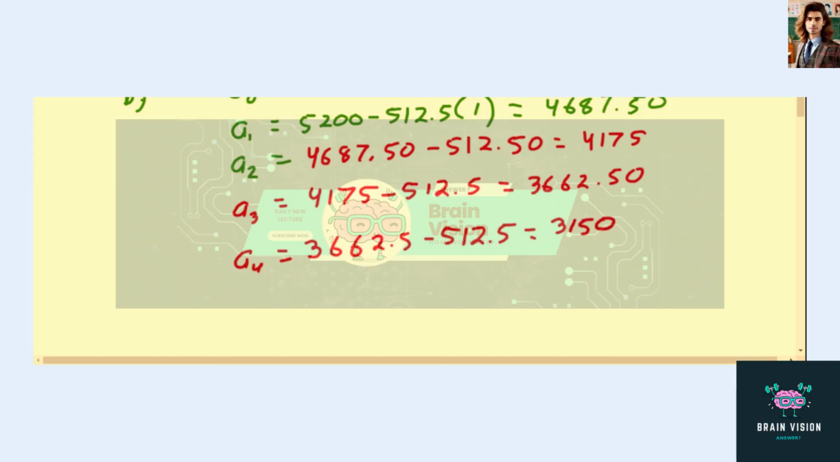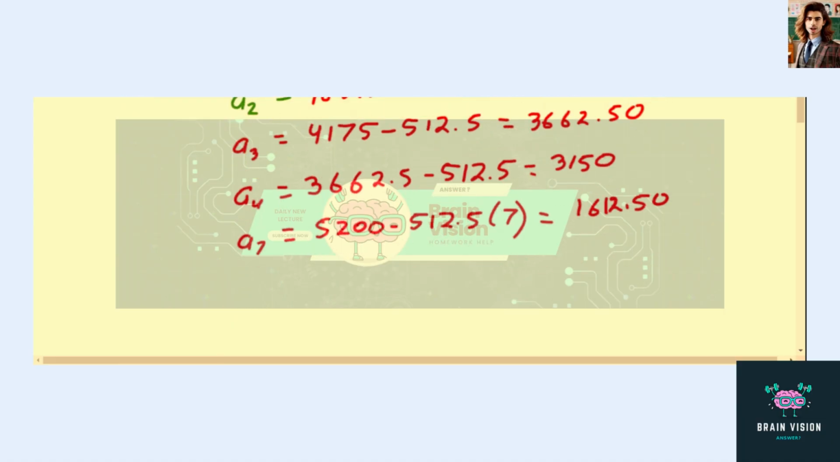Okay, well now we skip a couple years up till 7. So we could just keep subtracting, or we could go back to our formula. So we can do 5,200 minus 512.5 times 7. So now you can go right to your calculator to figure this out. So 5,200 minus 512.5 times 7 would be equal to 1,612.50.